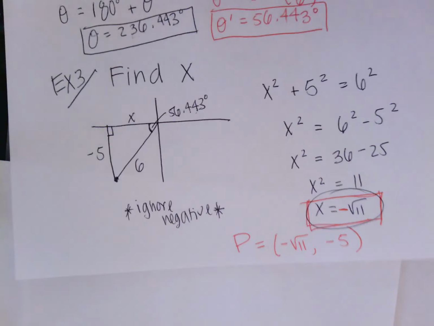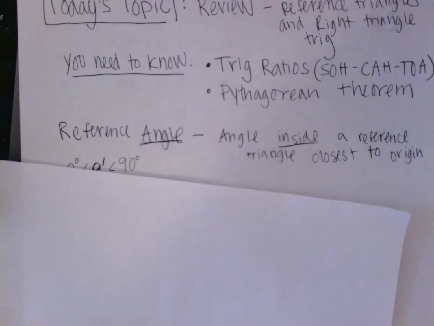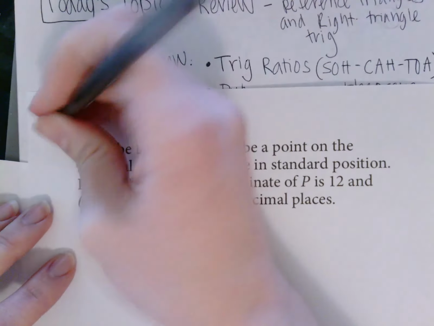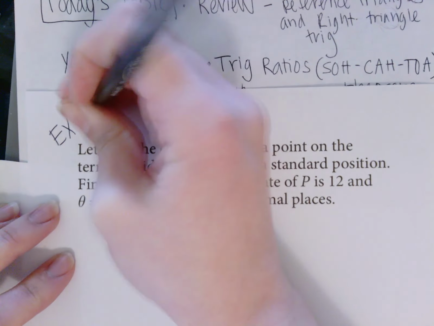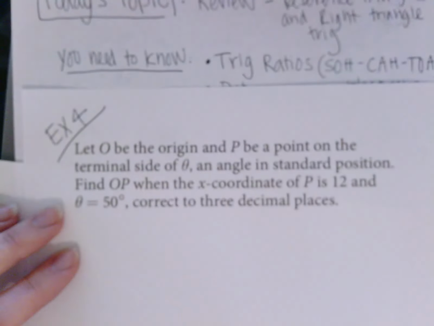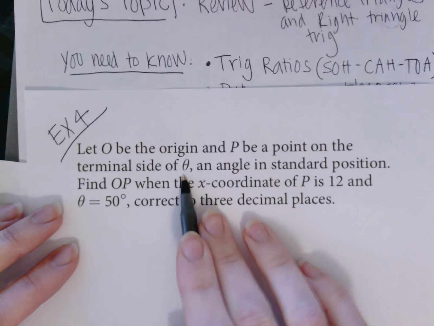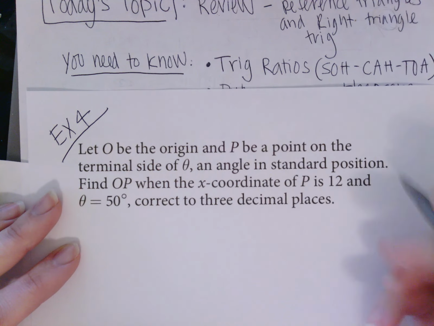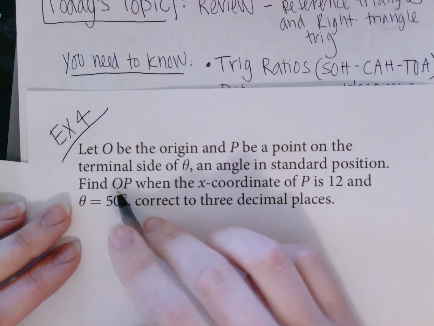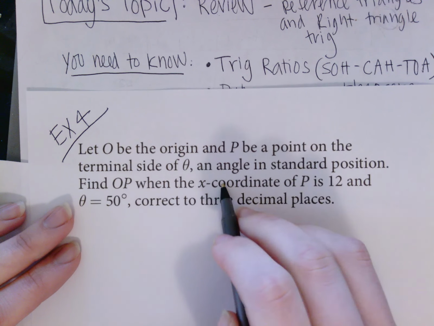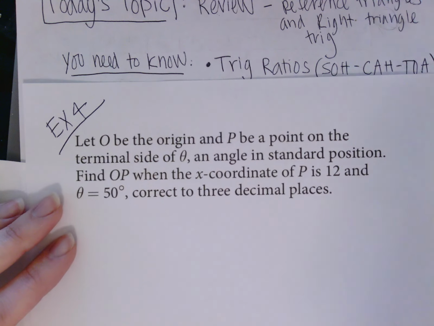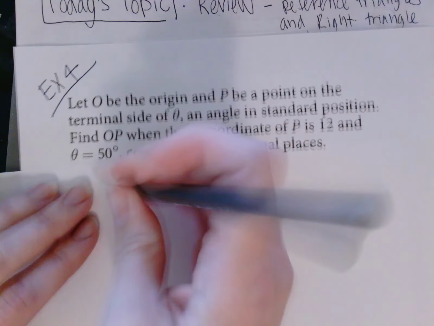One more example. All right, it's a word problem this time. Example 4. Let O be the origin and P be a point on the terminal side of theta, an angle in standard position. Oh, great. That's very similar to what we just had. I need to find OP when the x coordinate is 12 and the theta is 50 degrees, correct to 3 decimal places. So I'm going to draw this situation.